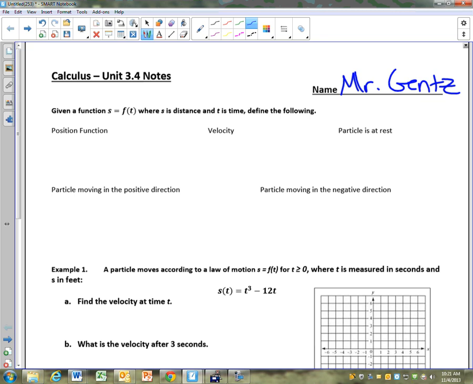Okay. So today we want to look at an application to a moving object, in particular a particle. So this is stuff you have to memorize. Okay.